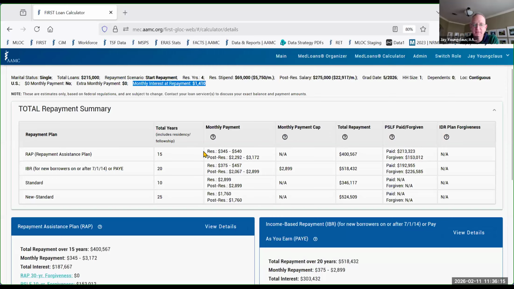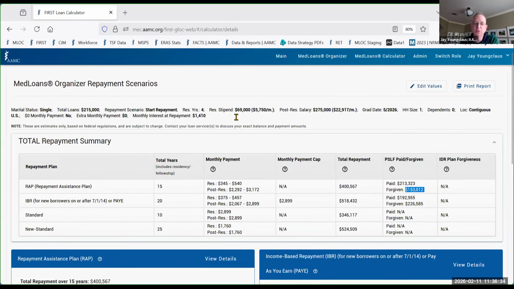So if you did the RIP plan for this scenario, you would repay your loans in 15 years. You would repay a little over $400,000. And then this column here covers PSLF, both what is paid and what would be potentially forgiven. So here you can see the RIP plan would result in $150,000 forgiveness after 10 years. So again, to do that, you would do your 4-year residency, and then you would have to do your 6 years post-residency in emergency medicine in a nonprofit employer environment.